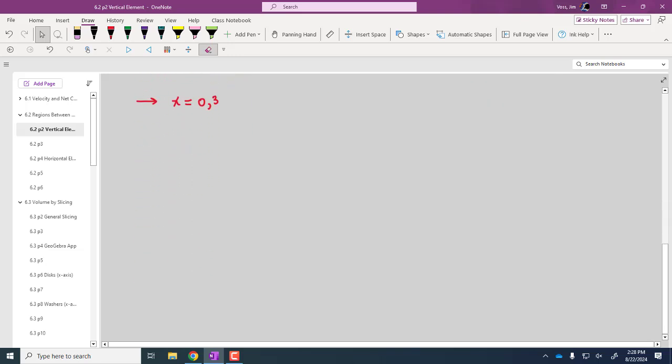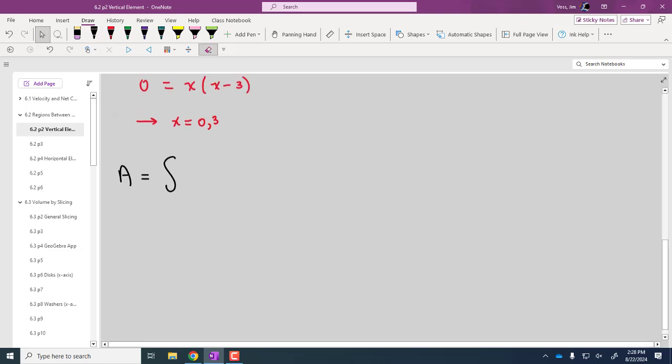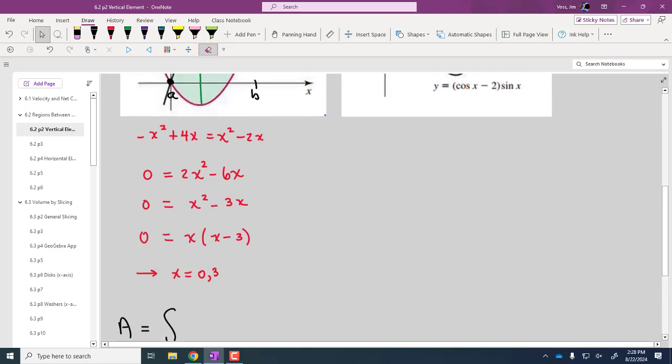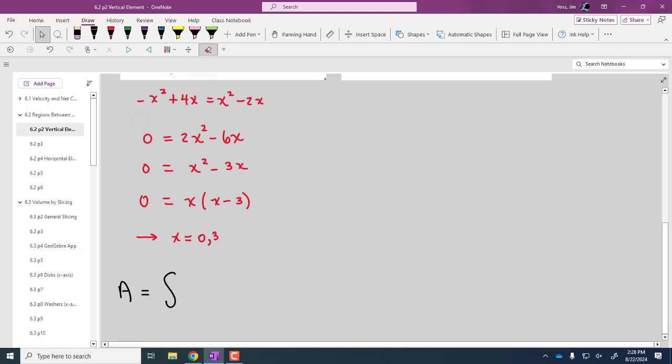So now to find the area will be the integral. So you can think of it again as a distance function. Integral of a distance function gives us area. Or you can think of it as the sum of a bunch of rectangular areas. Whatever you want. So now we have to do the upper curve minus the lower curve. I think the upper curve is that one on the left there. Okay. So it's going to be minus x squared plus 4x. And then we're subtracting off the other curve, so minus x squared plus 2x.